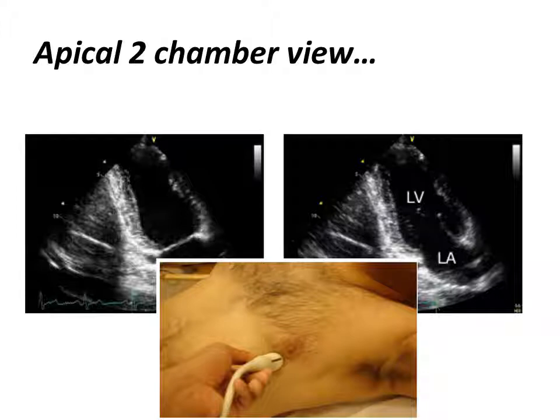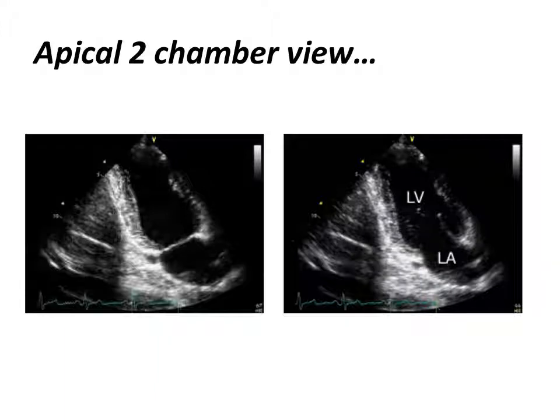Now you turn your probe 90 degrees and you see the walls that are perpendicular to the two walls that you had seen before. What you had seen before was the septum and the lateral wall. Now when you turn your probe 90 degrees, you see a perpendicular view, which means that you're now looking at the anterior wall and the inferior wall. So the left ventricle has 4 walls, as is obvious: a septum, a lateral wall, an anterior wall, and an inferior wall.